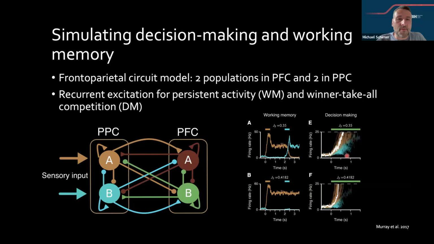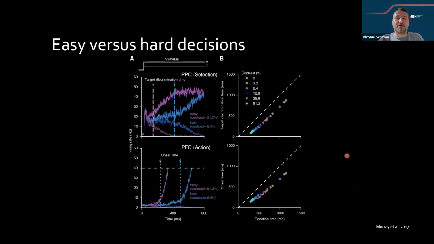Just very quickly, because we are running a bit out of time, here is how these decision-making circuits work. We have in blue and violet populations A and B, and evidence comes in and is accumulated. As soon as one of the two populations crosses a threshold, which happens in parietal cortex, the decision is made in prefrontal cortex. We have a quick ramping up of activity in prefrontal cortex, and this was a fast decision.